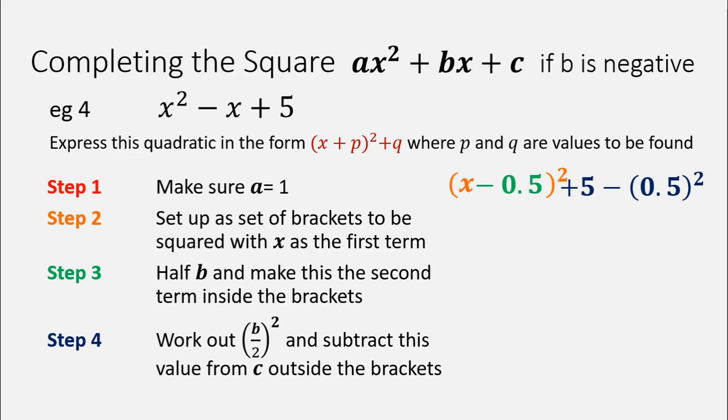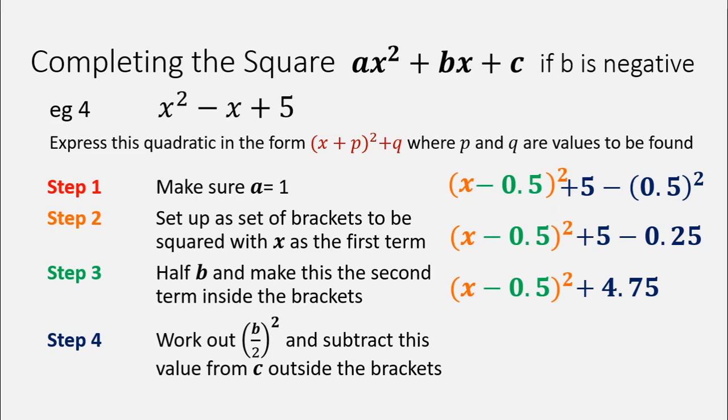Simplifying what's outside the brackets, that's going to be 5 minus 0.25, which is plus 4.75. We can have decimal values in these completed square formats. So p is negative 0.5 and q is positive 4.75. Again, this doesn't look like what we started with.